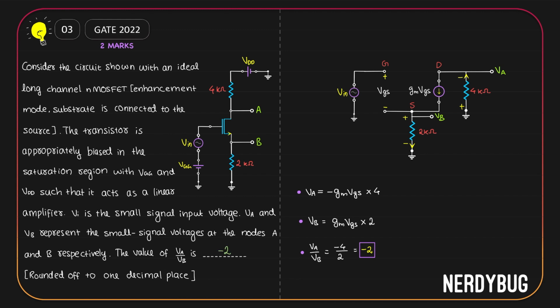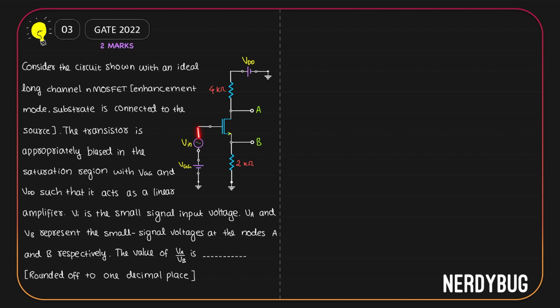There's actually another way of solving this problem. Here the input is given at the gate. If you consider that the output is taken at the drain, then this will be a common source amplifier. VA by Vin will be the gain of a common source amplifier. Now, gain of a common source amplifier with RD and RS is minus RD divided by RS plus 1 by gm. The same way, if you consider input is given at the gate, output is taken at the source, then it will be a common drain amplifier. VB by Vin will be the gain of a common drain amplifier.